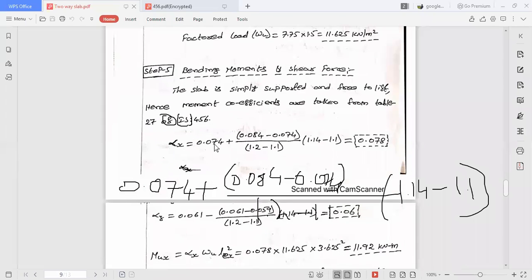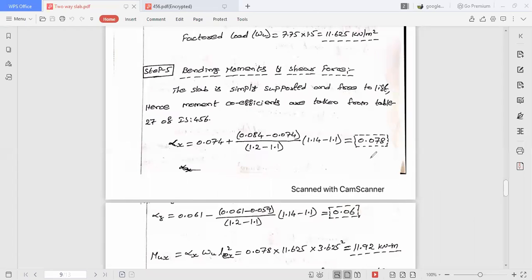See here, 0.074 plus the difference between the values and the difference between the required Ly by Lx ratio and the reference value. And after this calculation, we got a value of 0.078.